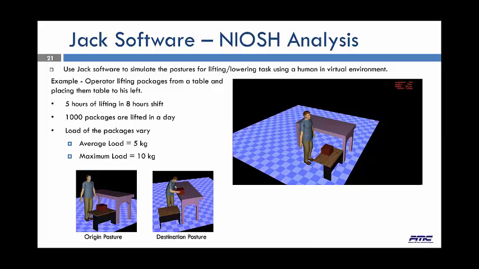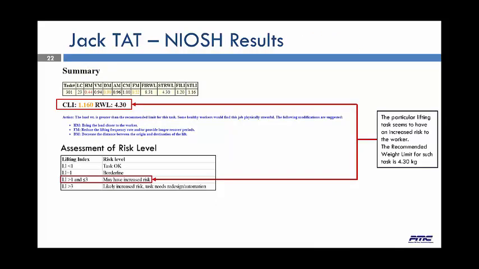This shows the original posture and the destination posture. See here in the video. And that's the task, 1,000 times a day. JACK TAT NIOSH analysis. This is the output of the task analysis toolkit.